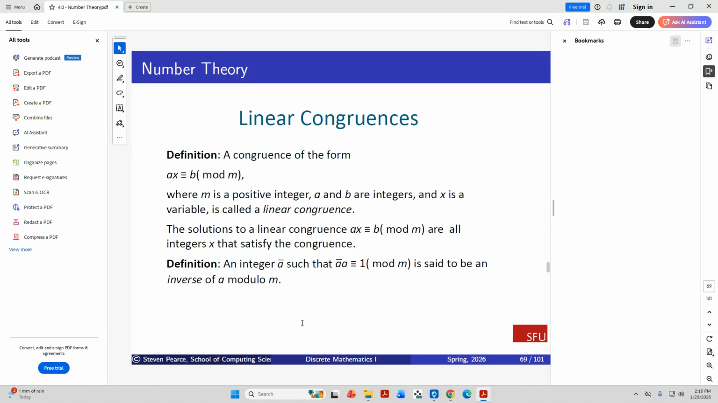A congruence of the form AX is congruent to B mod M, with a little X there, is called a linear congruence. So don't forget that: there's congruence and there's linear congruence. Linear clearly because there's just X to the first power. The solutions to a linear congruence AX congruent to B mod M are all integers X that satisfy the congruence. So, definition: an integer A bar, they use bar instead of prime, such that A bar times A equals 1 mod M is said to be an inverse of A modulo M.